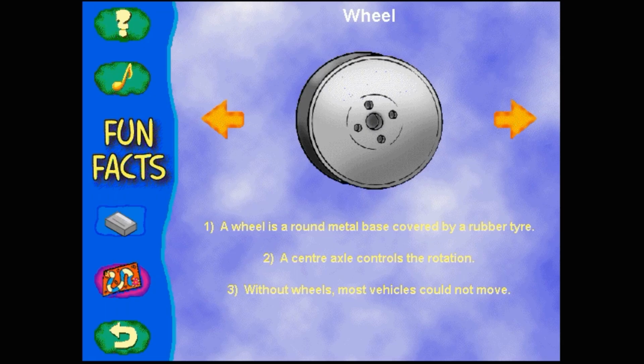Wheel. A wheel is a round metal base covered by a rubber tyre. A centre axle controls the rotation. Without wheels, most vehicles could not move.